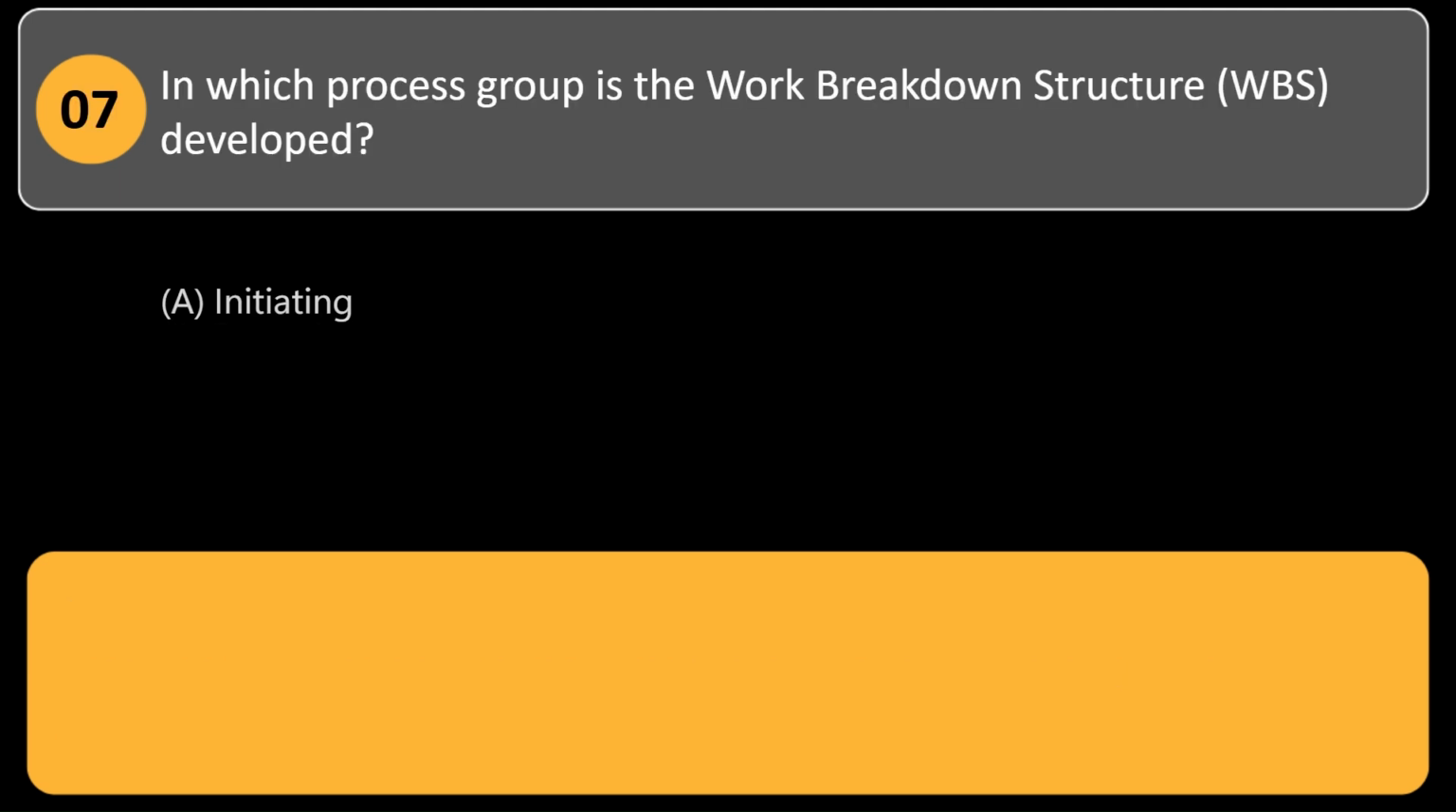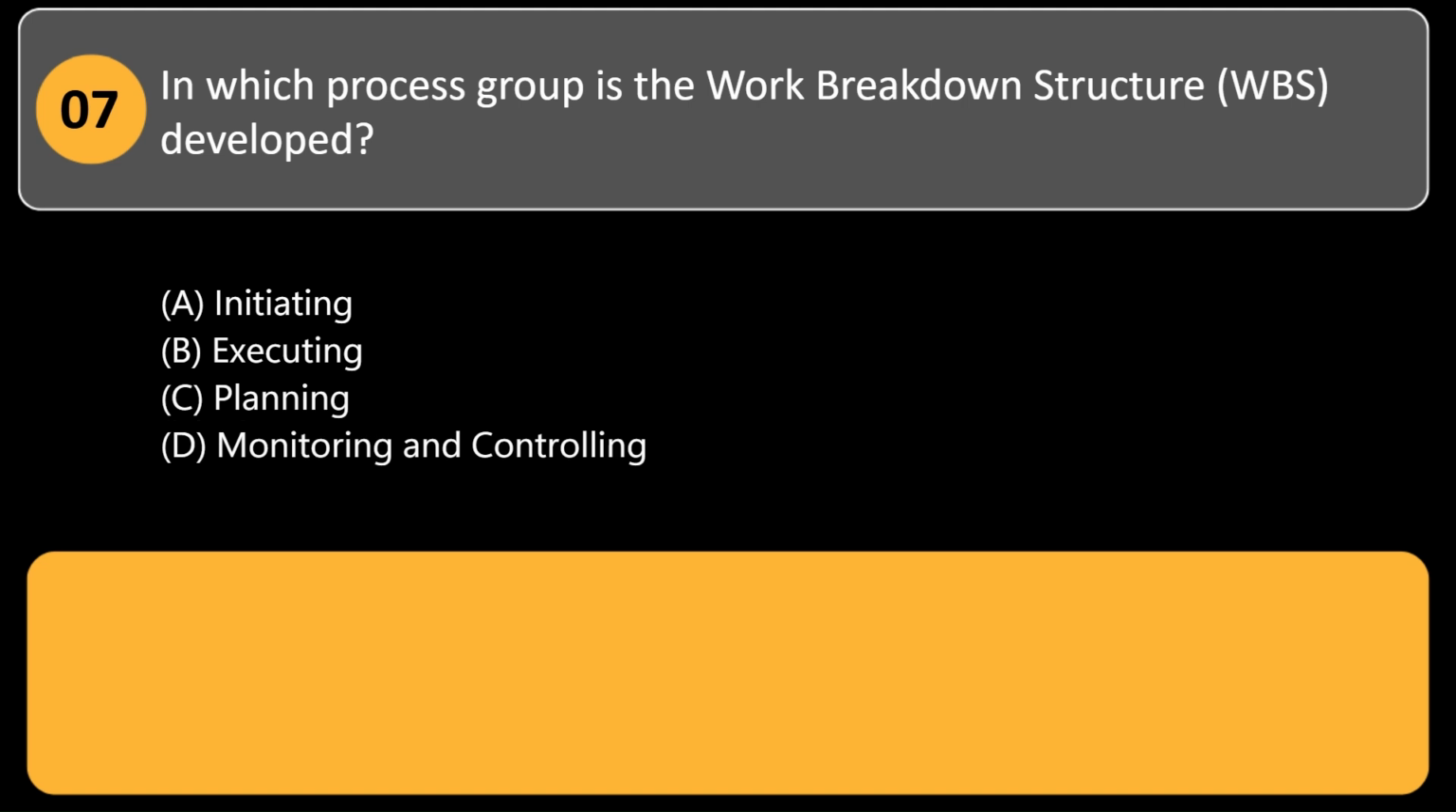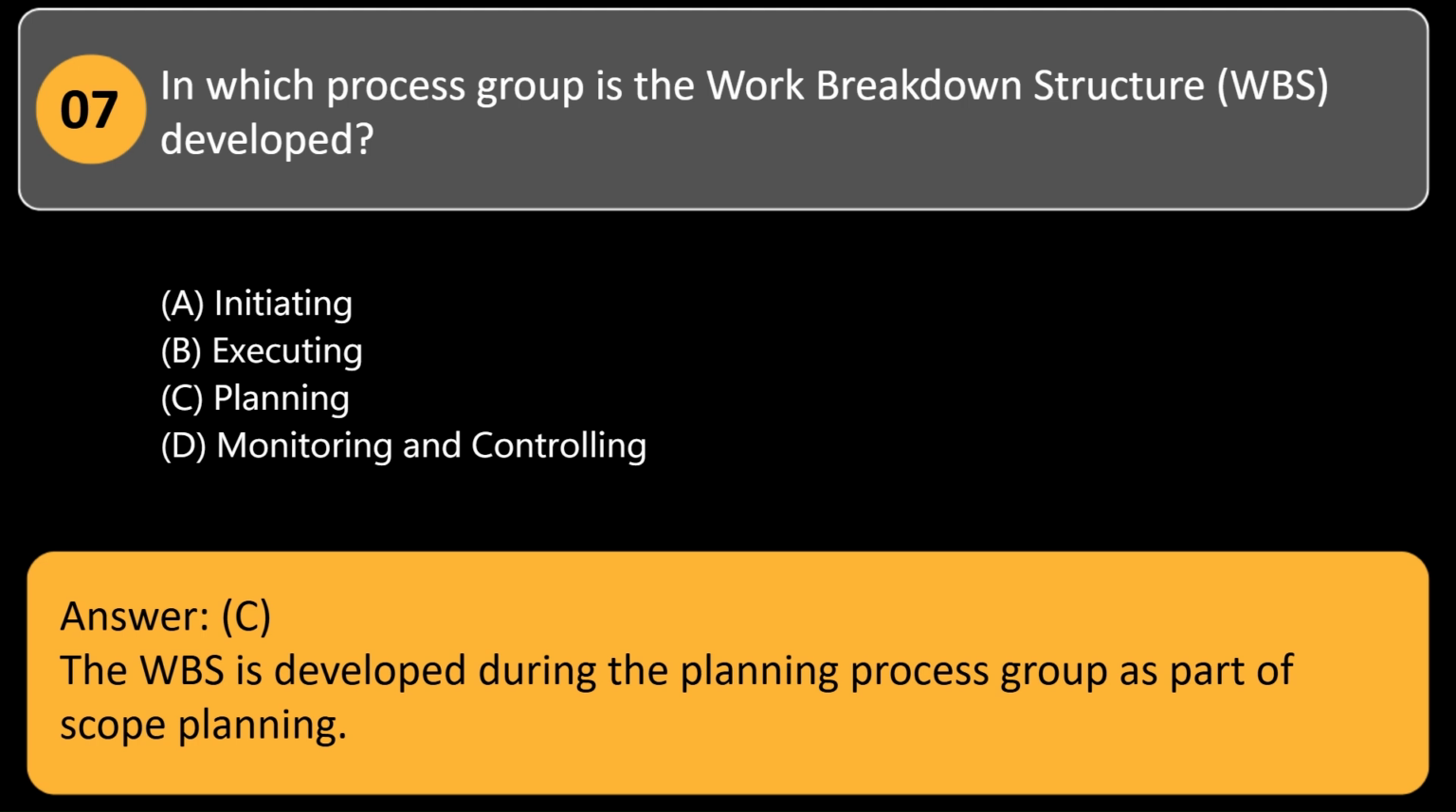In which process group is the work breakdown structure, WBS, developed? A. Initiating. B. Executing. C. Planning. D. Monitoring and controlling. Answer: C. The WBS is developed during the planning process group as part of scope planning.